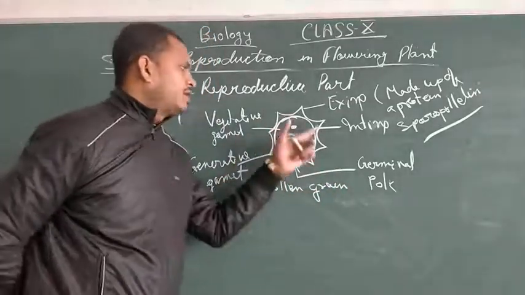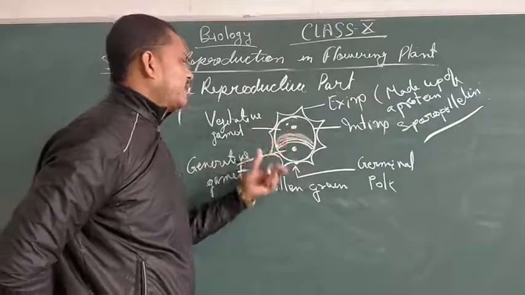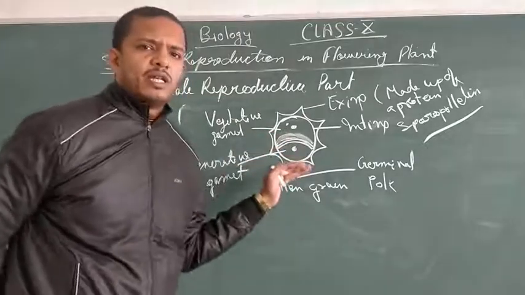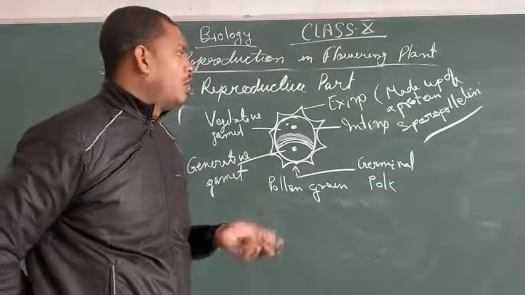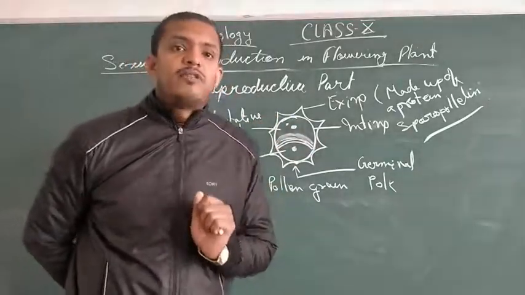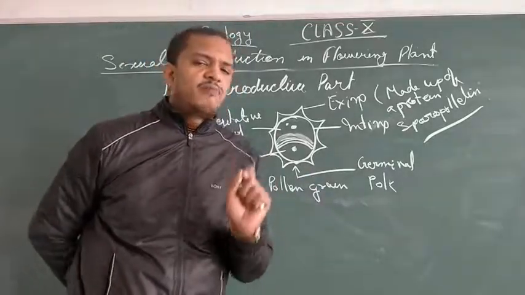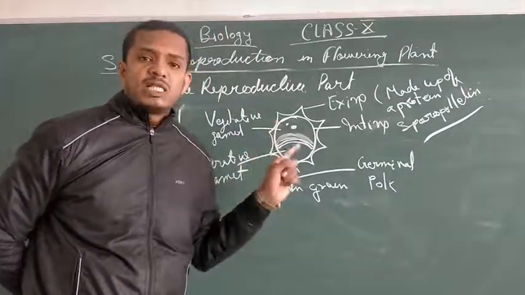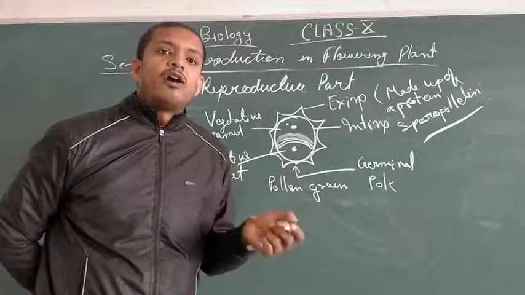The internal layer is known as intine, inside which the male gametes are present. There are two types: one is vegetative and one is generative. The vegetative one generally provides nutrition, or is involved in the formation of endosperm. Later, when we discuss double fertilization, I will explain. And the generative one is the main one, which is small in size and fertile, and fuses with the egg cell to form the embryo.